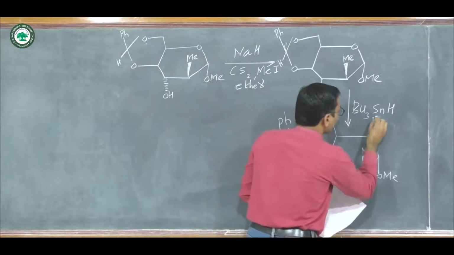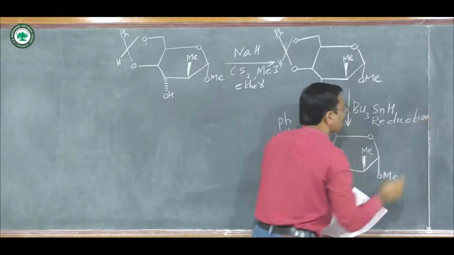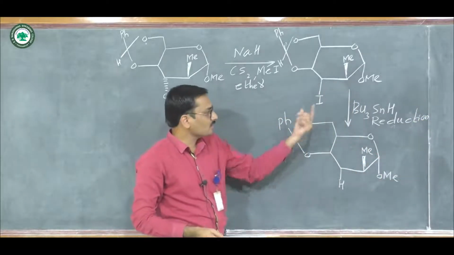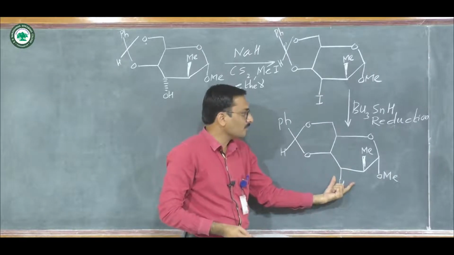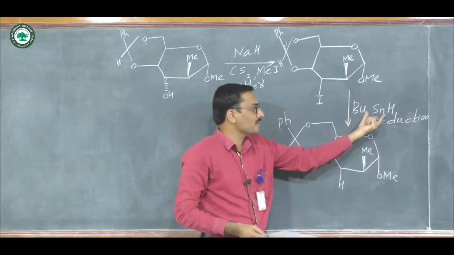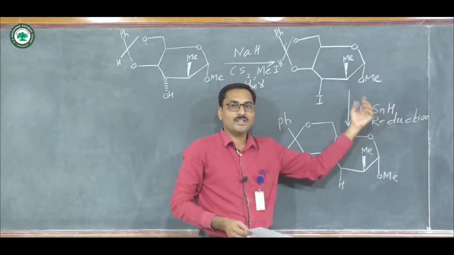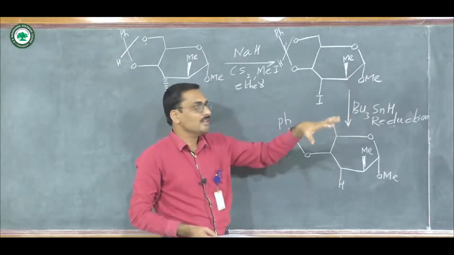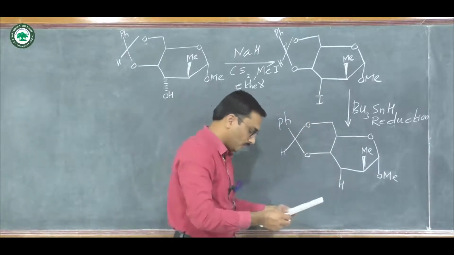So this is a simple reduction reaction. This iodine atom is replaced by a hydrogen atom by using Bu3SnH, that is tri-n-butyltin hydride. It acts as a good reducing agent. It selectively converts that I into the corresponding hydrogen.